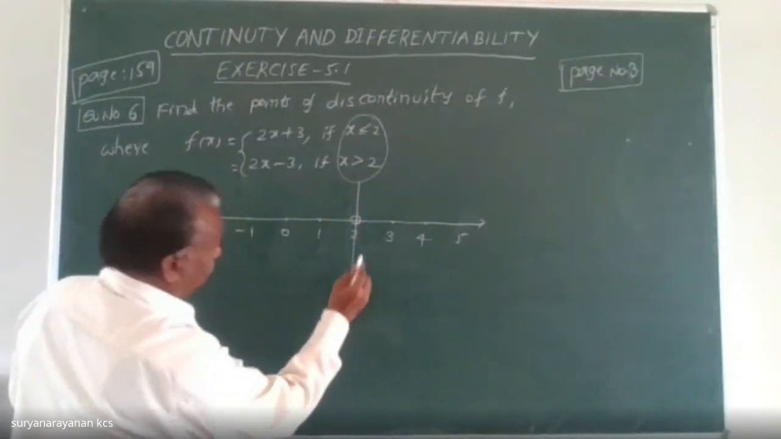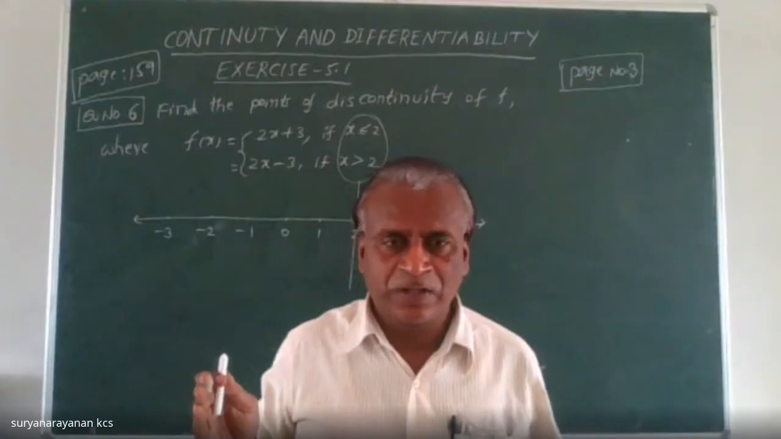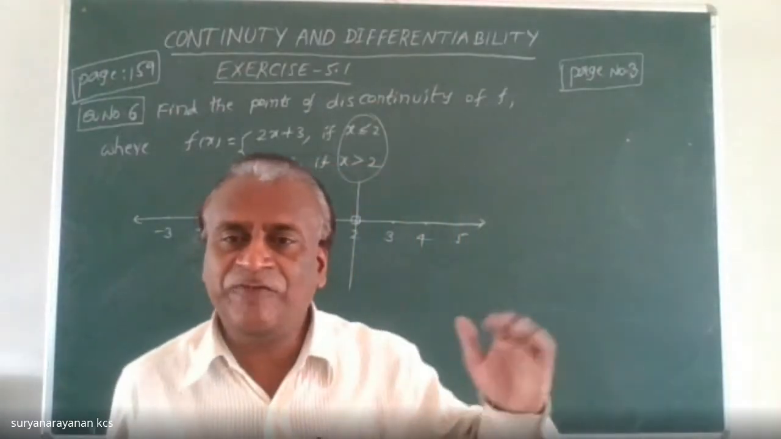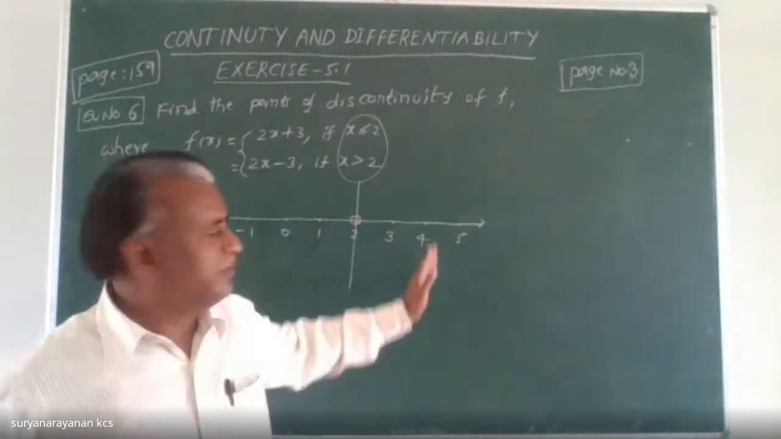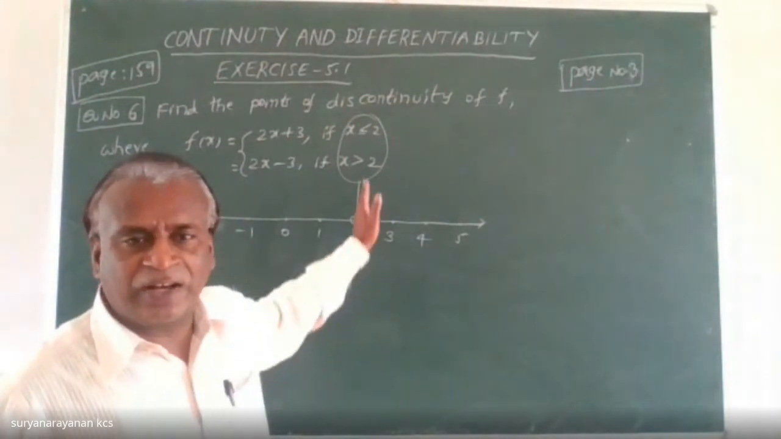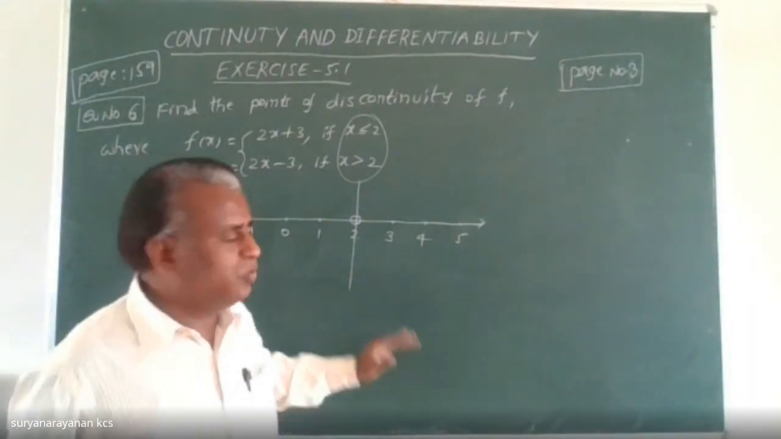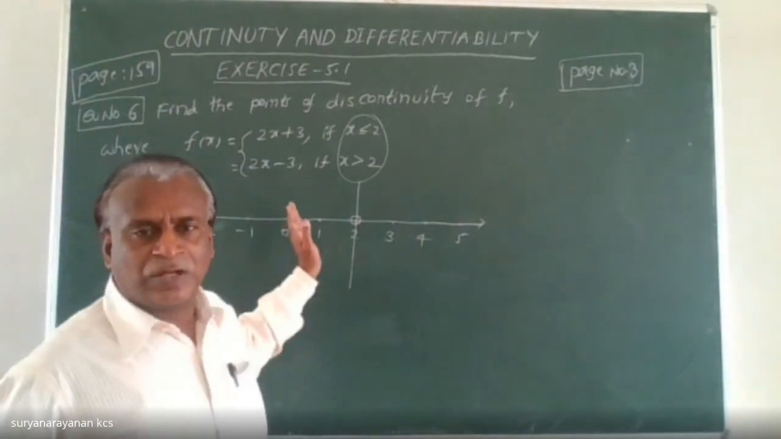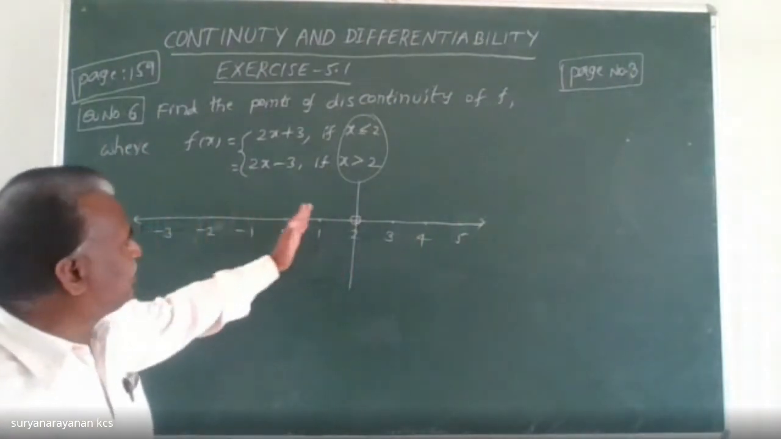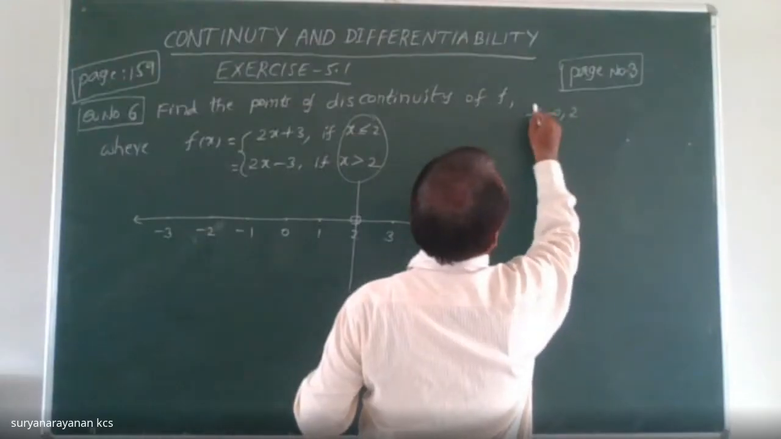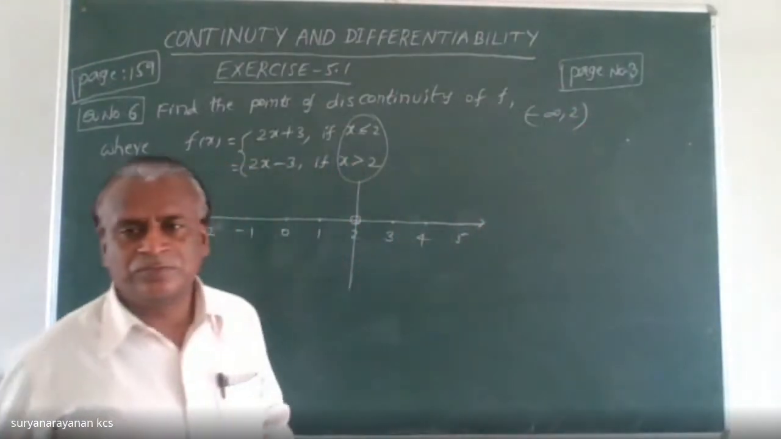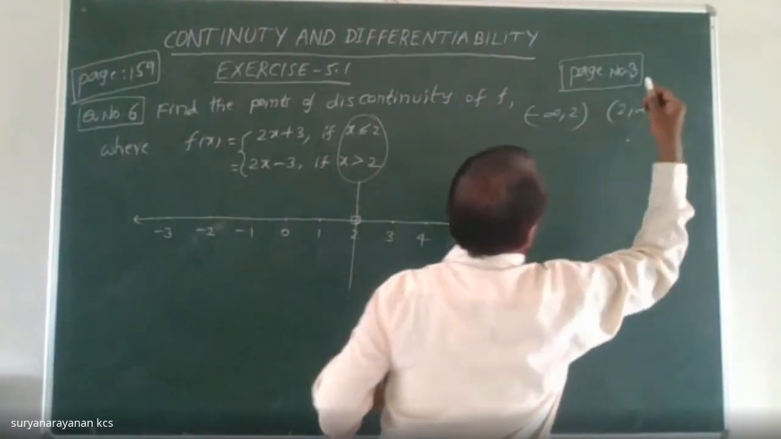So, after identifying the point at which the function is defined differently, divide the number line by a vertical line. Then you get two intervals. Can you tell me what the intervals are? Minus infinity to 2, yes, minus infinity comma 2. And what is this interval? 2 to infinity, yes, the open interval 2 comma infinity.